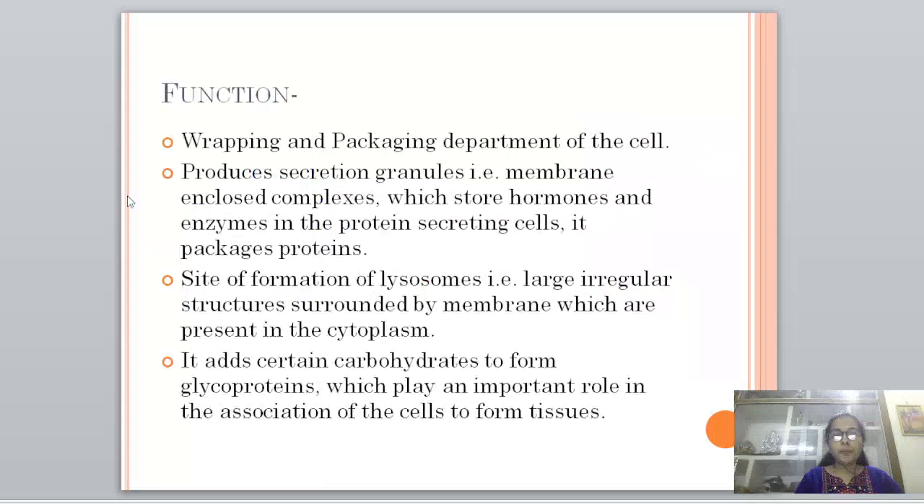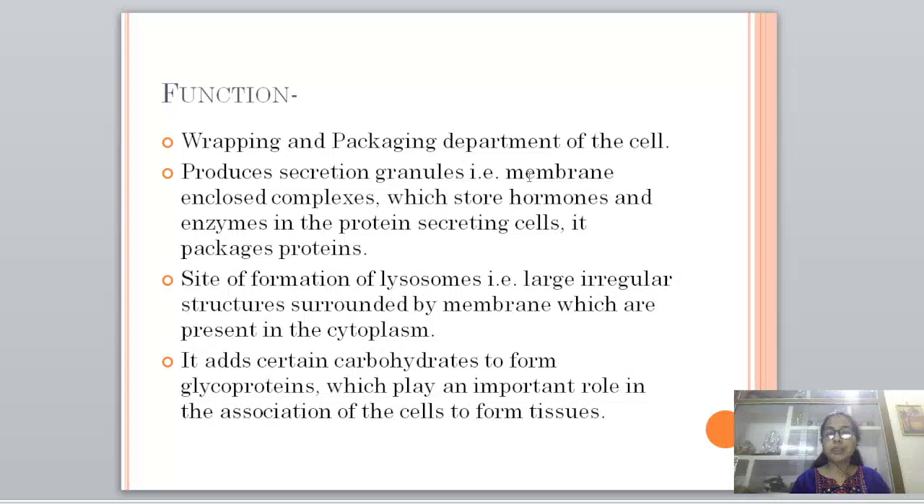So Golgi apparatus helps in the wrapping and packaging department of the cell. It is basically the wrapping and packaging department of the cell. It produces secretion granules, that is membrane enclosed complexes which store hormones and enzymes in the protein secreting cells. It packages proteins. Now, site of formation of lysosome. It is the site of formation of lysosome.